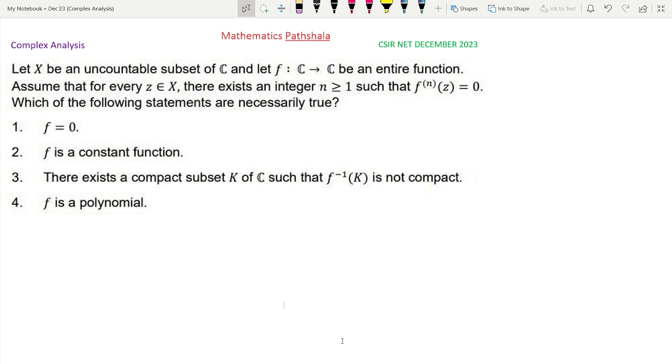This is a problem of CSIR NET December 2023 Mathematical Sciences. This is a question from complex analysis. Let us first read the question.